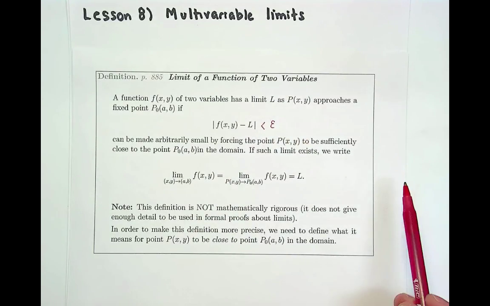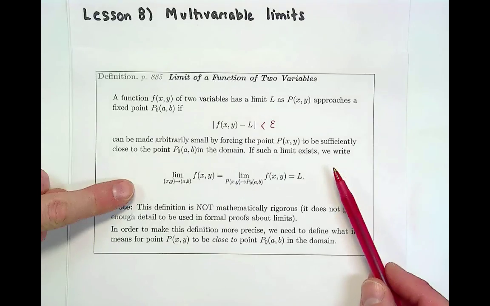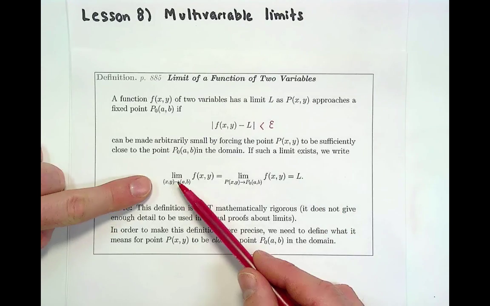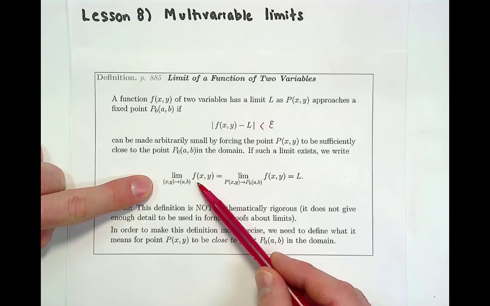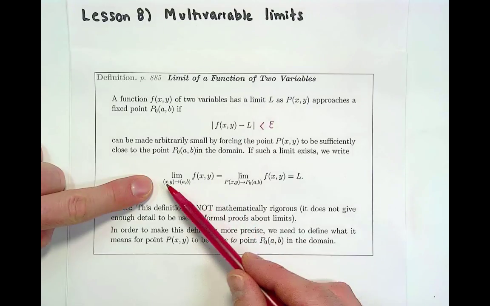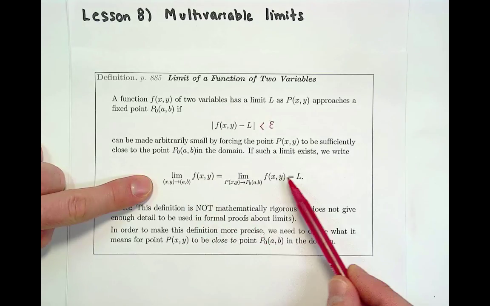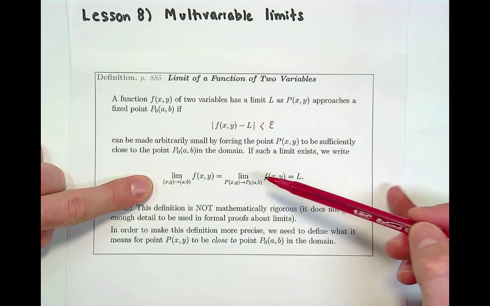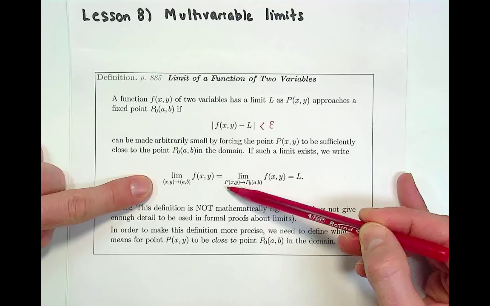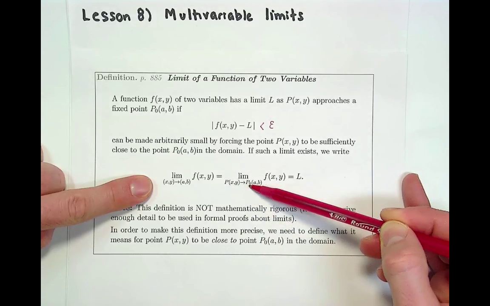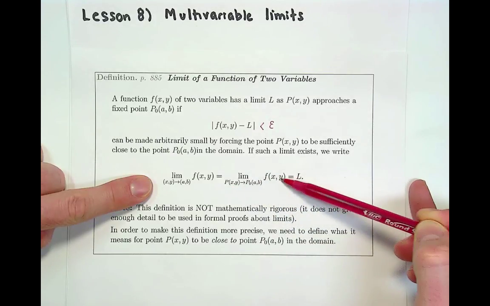If this limit exists, we write the following notation. The limit of f of x, comma y as point x, y approaches point a, b is equal to L. And you could also write this as the limit as point P approaches P naught of f of x, y equals L.